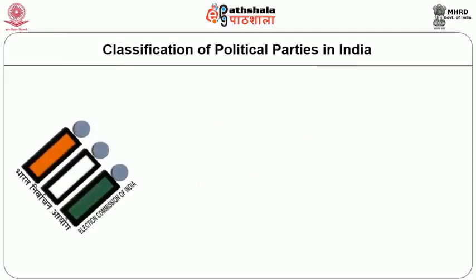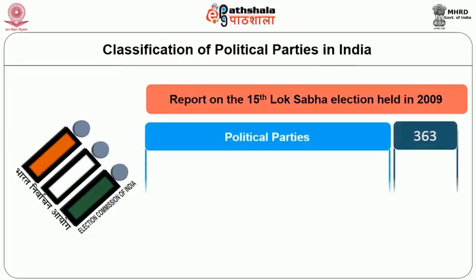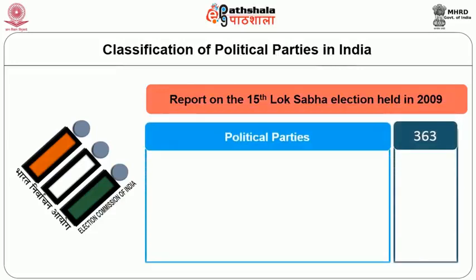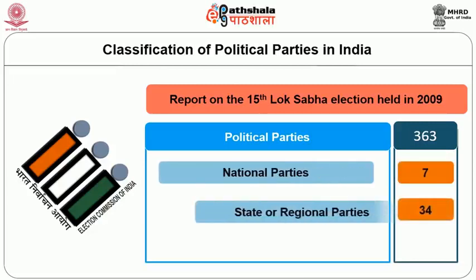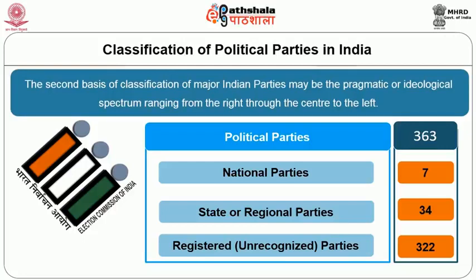Classification of political parties in India. According to the Election Commission report on the 15th Lok Sabha elections held in 2009, a total of 363 political parties participated in elections. 7 of them were classified as national political parties and 34 as state or regional political parties, and the rest, 322, are merely called registered unrecognized parties according to the Election Commission of India in 2009. The second basis of the classification of major Indian parties may be the pragmatic or ideological spectrum ranging from right through the center to the left.